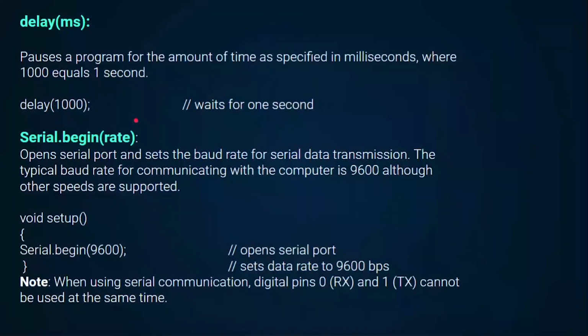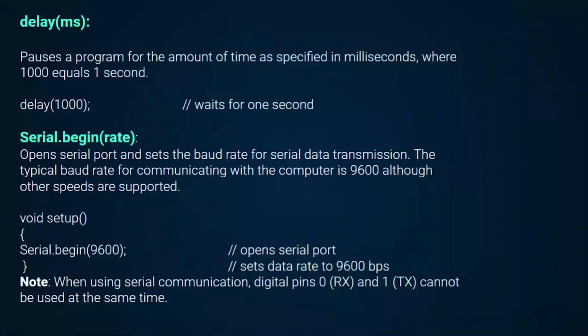Next is the serial begin function. It is a function that opens a serial port. What does it do? It begins the transmission of data between the board and the system that we are working on. So it opens the serial port and sets a baud rate. So what is a baud rate? Roughly it translates into symbols per second, or the data per second that is transferred between the board and the system through the serial connection.